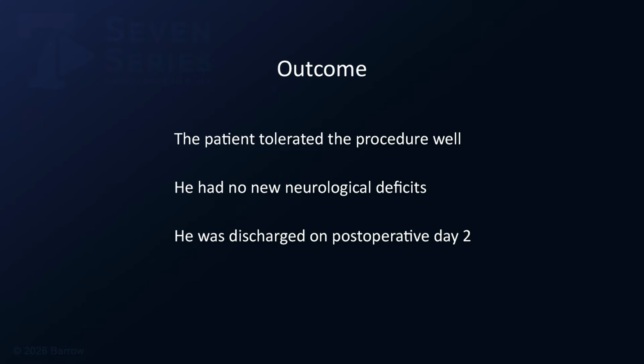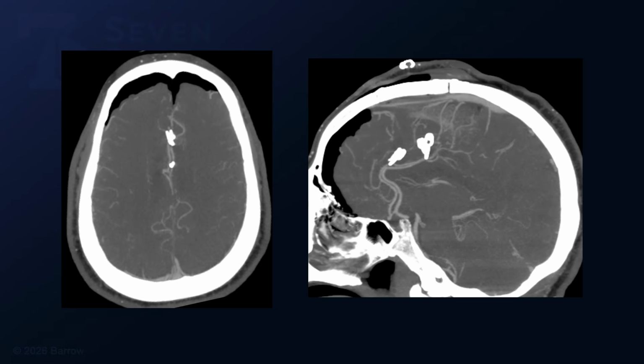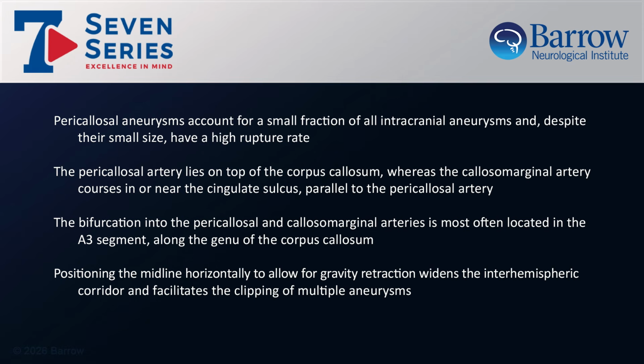He had no neurological deficits and was discharged home on postoperative day 2. His postoperative CT angiogram shows good clipping of the aneurysms with patency preserved in the parent and branch vessels. In conclusion, pericallosal aneurysms account for a small fraction of all intracranial aneurysms and, despite their small size, have a high rupture rate. The pericallosal artery lies on top of the corpus callosum, whereas the callosomarginal artery courses in or near the cingulate sulcus parallel to the pericallosal artery.